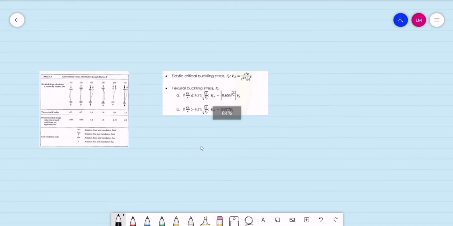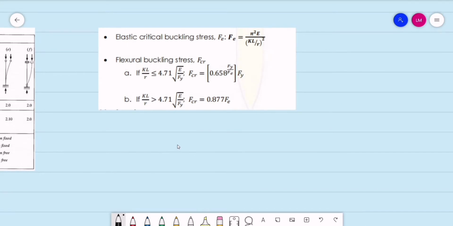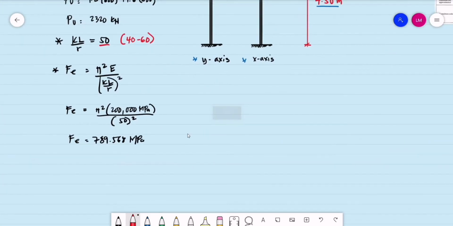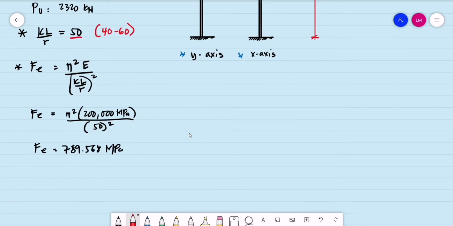If you recall from our previous videos, we need to consider two conditions for the computation of F sub CR. The first condition: if the slenderness ratio, KL over r, is less than or equal to 4.71 times the square root of the modulus of elasticity divided by Fy.